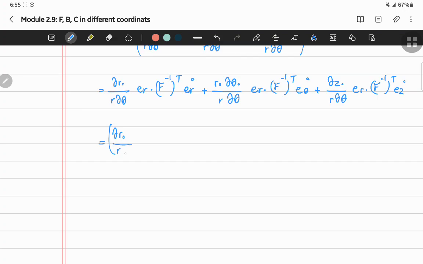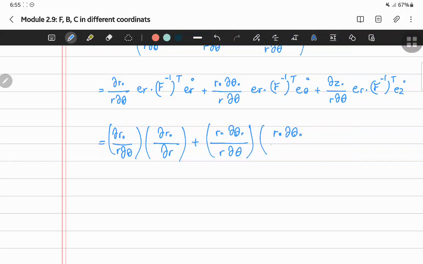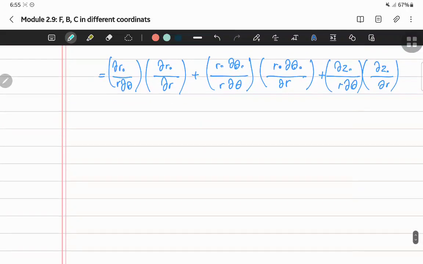So we have R0, R theta. So this one was partial derivative of R0 with respect to R. Then we have R0 partial derivative theta, R theta. And then this one again is R0 theta 0 partial derivative of R, plus again this one Z0 R theta. Then we have partial derivative, and this one is partial derivative of Z0 with respect to R. All right. So now let's calculate.